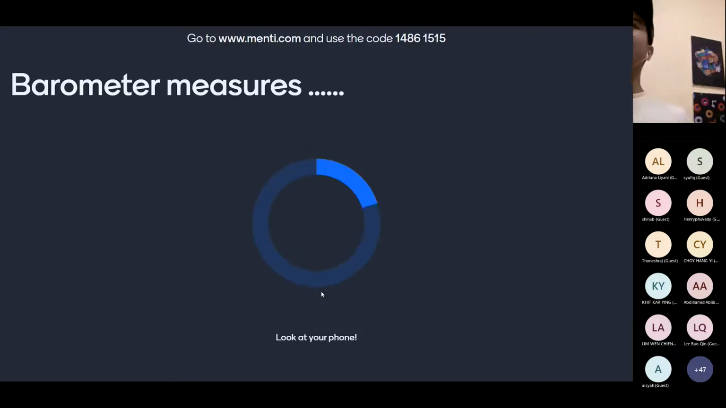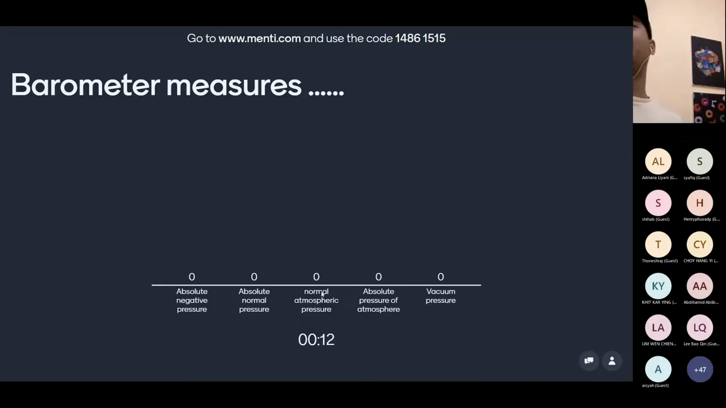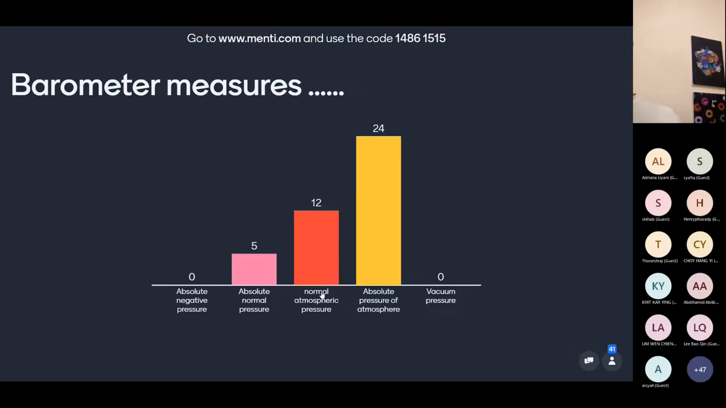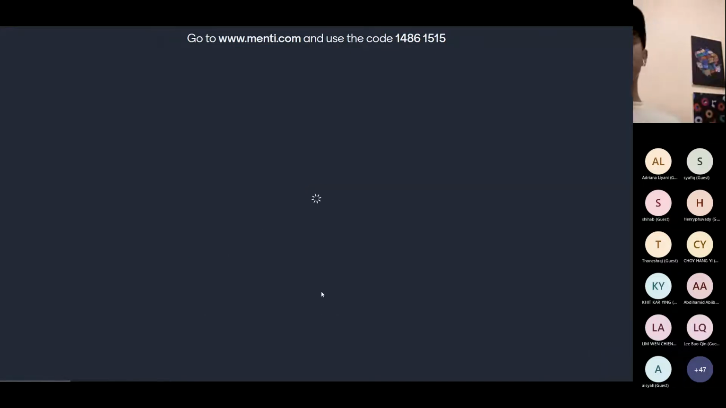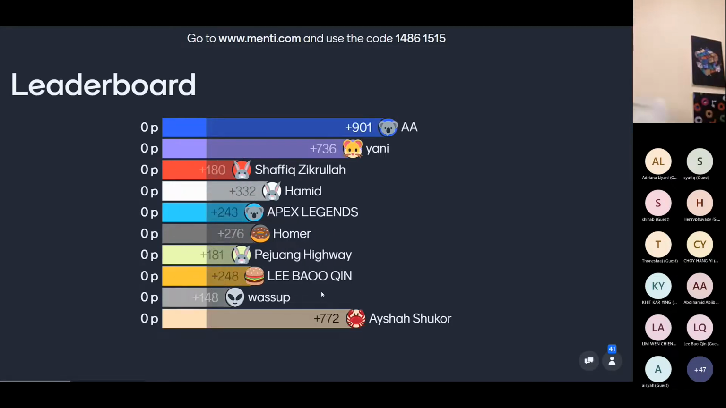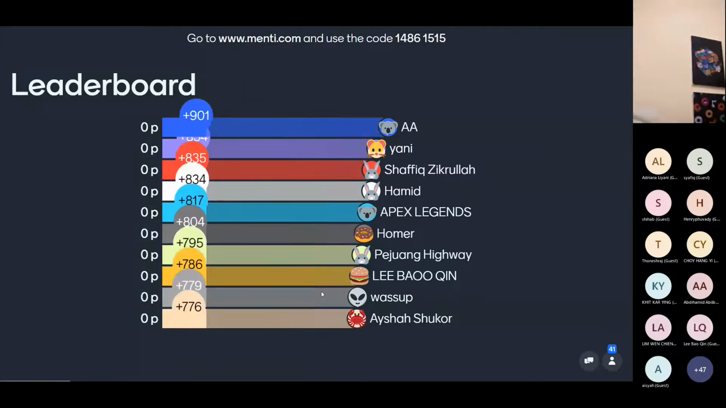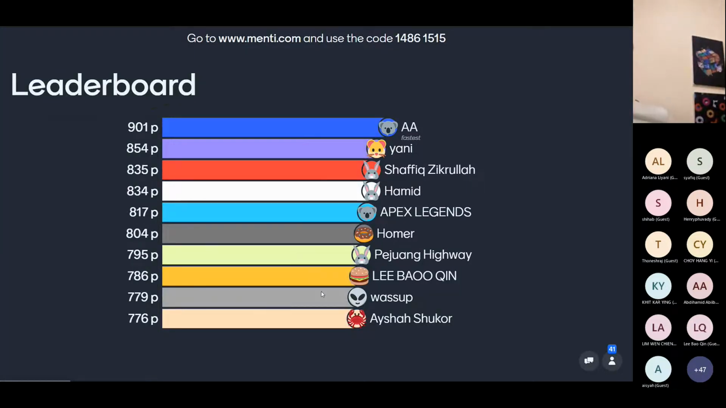Barometer measures what? This is from the last class. Bar is pressure. Absolutely right: the absolute pressure of the atmosphere. The fastest and correct are Yani, Shafiq, Hamid, Apex, Legend, Former Pejuang, Lee, Aisyah. This is the top 10. Congrats. Let's see the next question.